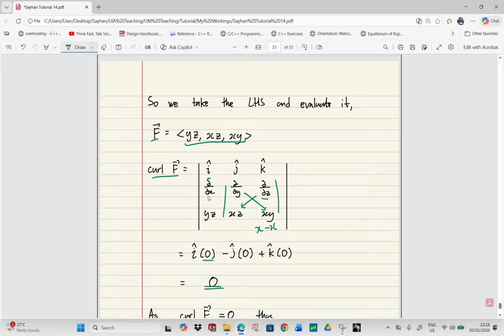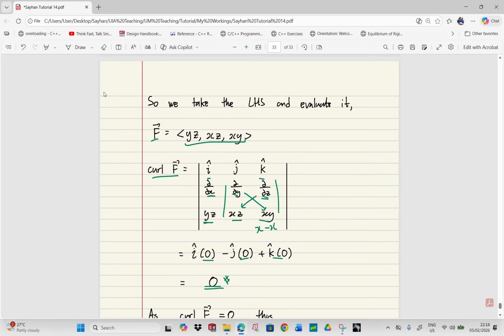And j is also the same thing. Del dx of xy is y, del dz of yz is y, so y minus y is 0. And for k, del dx of xz is z, and del dy of yz becomes z, so 0. So your curl is 0.